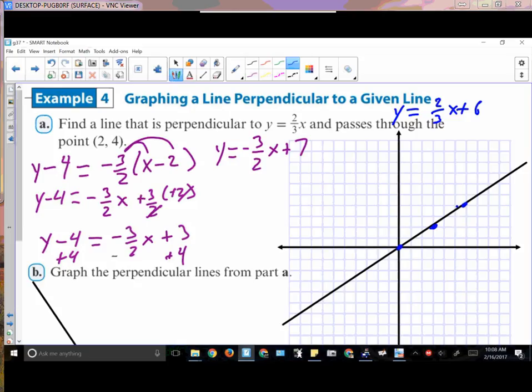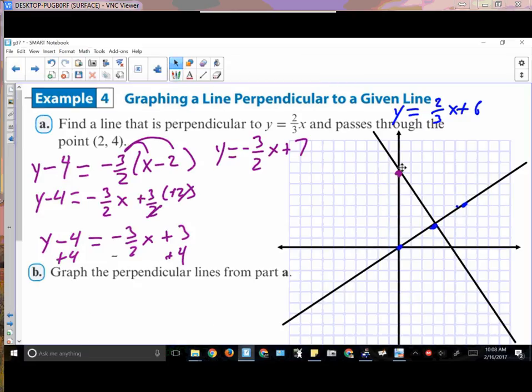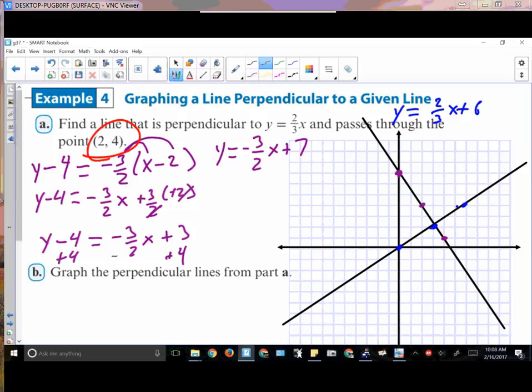Now the other one said it's supposed to go through at 7. So we got 1, 2, 3, 4, 5, 6, 7. And hopefully this line is still set at the correct slope, but we're going to have to check. So that was down 3 over 2, 1, 2. Down 3, 1, 2, 3 over 2, 1, 2. So it's set. But my last question is, did it go through 2, 4? 1, 2, 1, 2, 3, 4. And it went right on through.